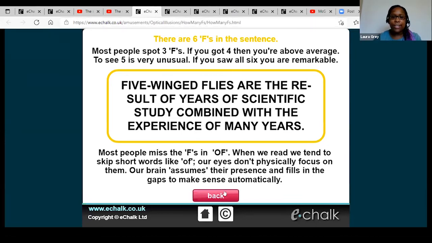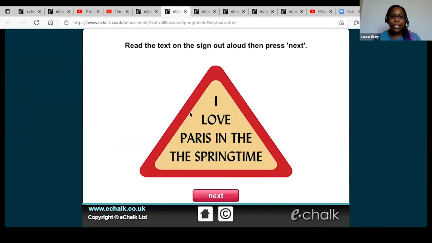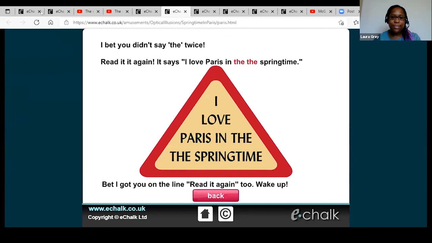Right, the next one is again along a similar line. I want you to read the text in the triangle. You've got a few seconds to do that. Okay, so the next one, read that again. So read it from the top all the way through.